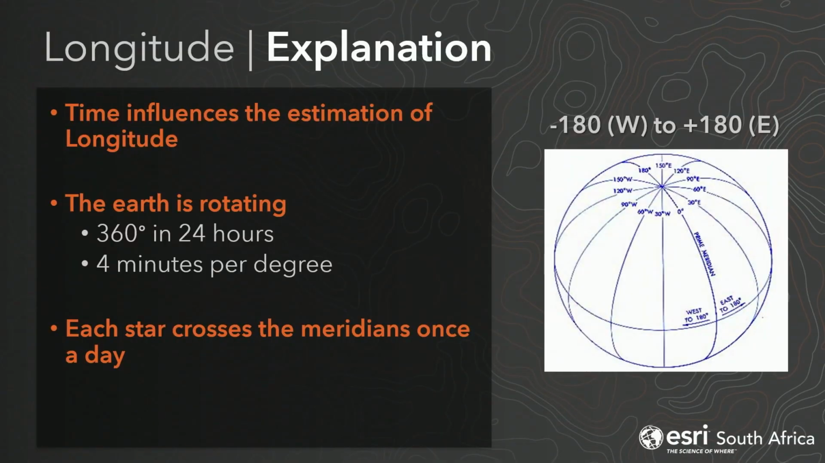So that means we can't look at the height of the star above the horizon, as an example, because we need to know the time that we're looking at it. So time influences this estimation of longitude. And the Earth is rotating. We know that's 360 degrees in 24 hours, or 4 minutes per 111 kilometers, which means we're moving fairly fast. And we need to understand that.